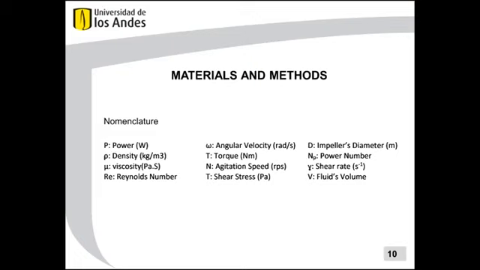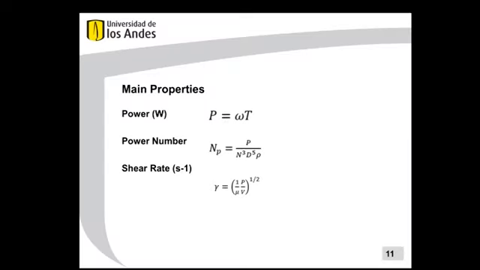Alright, so this is the nomenclature I'll be using along the presentation. To understand fluid dynamics and the phenomena involved in mixing, it is important to understand these main properties: the power number and the shear rate. The shear rate is the property of interest, as the main objective of the project was to design an impeller with a higher shear rate than the Rushton turbine.